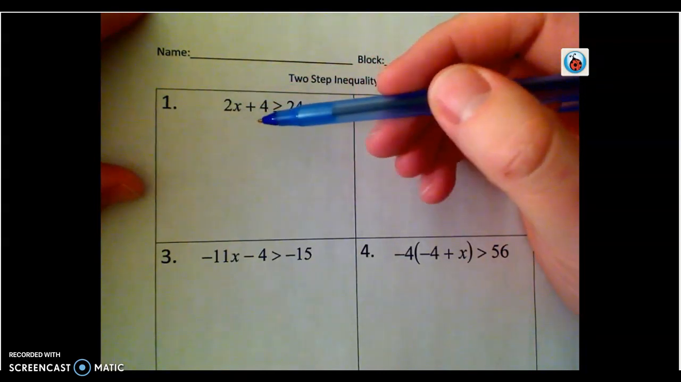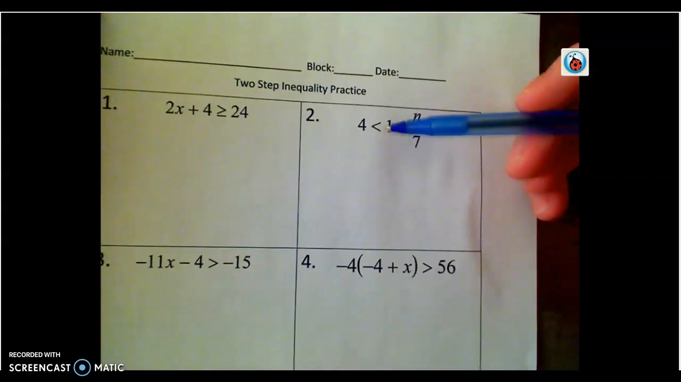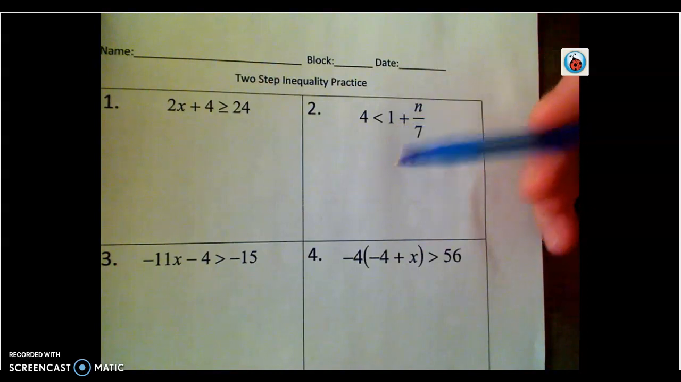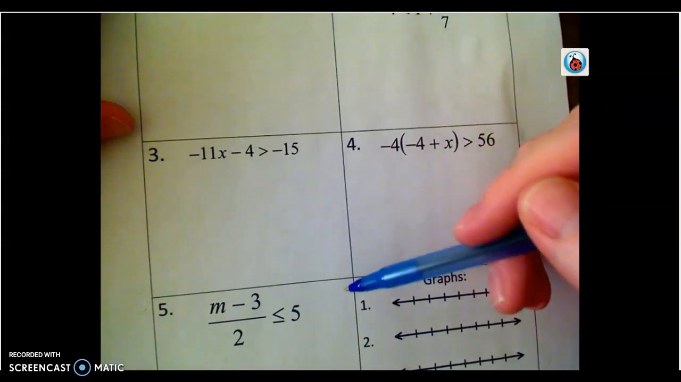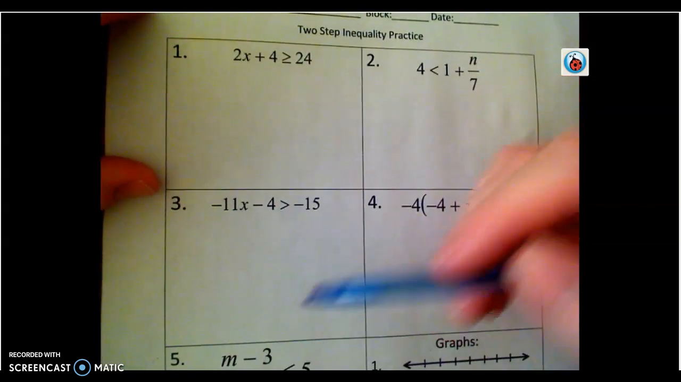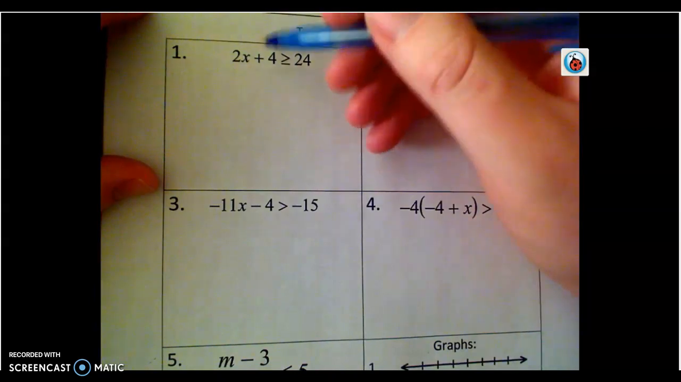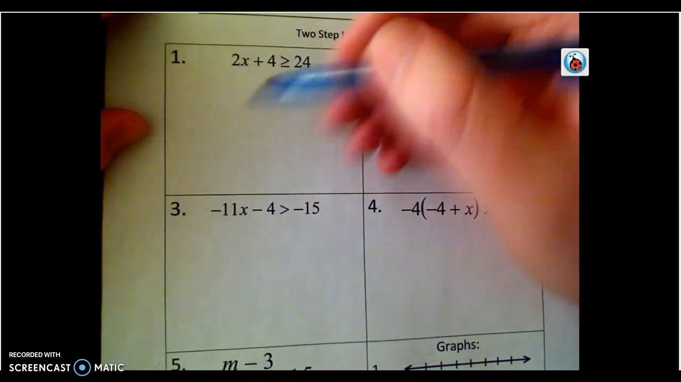Before I go over number 1, pause the video, do it yourself. When you have your answer, unpause it, check your answer. If everything's correct, move on to number 2, pause the video, solve number 2, unpause it, check your work. Please don't do all 5 at once. Just go one at a time to make sure you're doing them correct as we go. So for number 1, go ahead and pause the video, try it yourself, and when you're ready, unpause it, check your work.